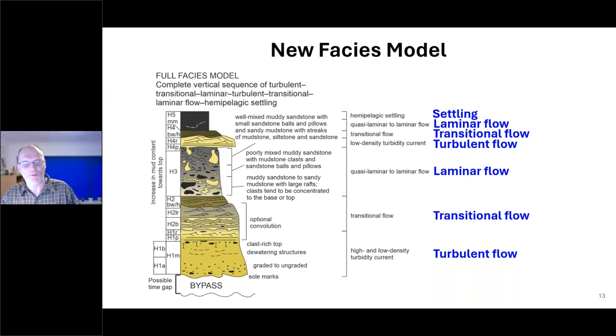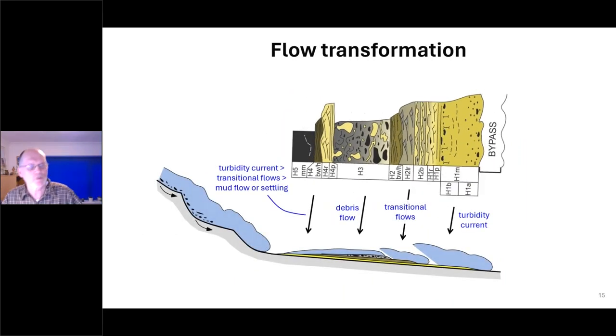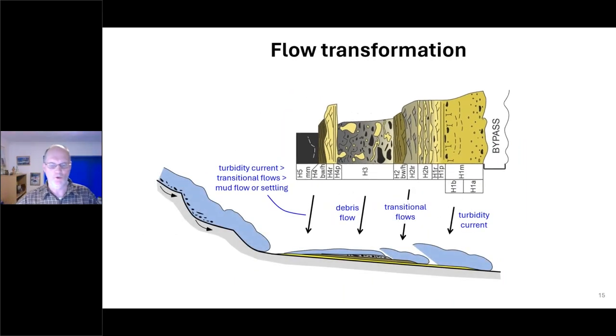Now, H4 to H5 does represent deposition from the wake or the tail of the hybrid flow, and the vertical sequence of facies suggests a gradual shift from turbulent flow to turbulence attenuated, and finally to laminar clay-rich flow, possibly as a result of flow deceleration rather than a change in clay content. And that agrees with what Megan Baker concluded in her 2020 paper. The new facies model shows a more gradual change from turbulent to laminar flow, and there's a more gradual flow transformation than in the original model.